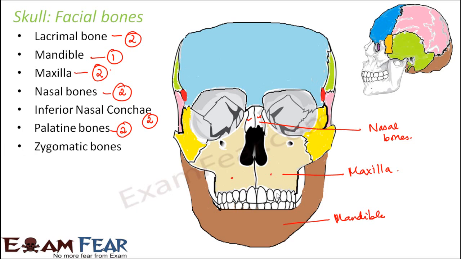The zygomatic bones, which are displayed in yellow color, also exist in two, one on each side of the face, and they form the cheeks. If you want, you can feel it on your face. Just try to touch the region at your cheeks. You will be able to feel the presence of a hard bone. That is the zygomatic bones, and it forms the most prominent part of the cheek.